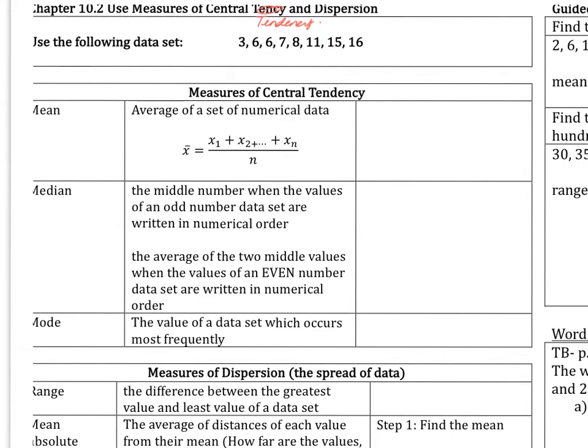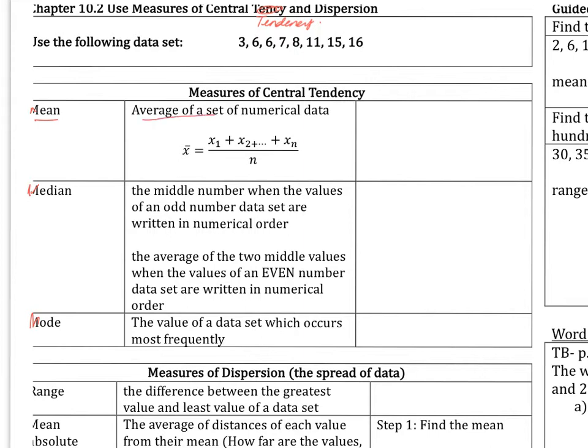In 10.2, we're going to learn how to use measures of central tendency and dispersion. The purpose of measures of central tendency is to identify the location of the center of various distributions. Well, you only need to know the mean, the median, and the mode for now. And they are quite easy to calculate.